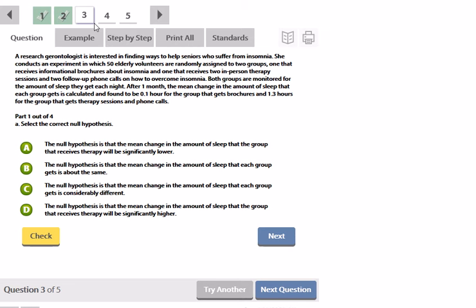Okay, so the average amount of change for the people that were getting the brochures is 0.1 of an hour from how they used to sleep before, and then for the people that were getting the therapy, the amount of change in sleep is 1.3 hours on average. Like they get positive, so they're getting 1.3 more hours of sleep on average. So first, let's select the correct null hypothesis. Null hypothesis means that the two groups would be about the same, meaning that there's really no difference between the two treatments.